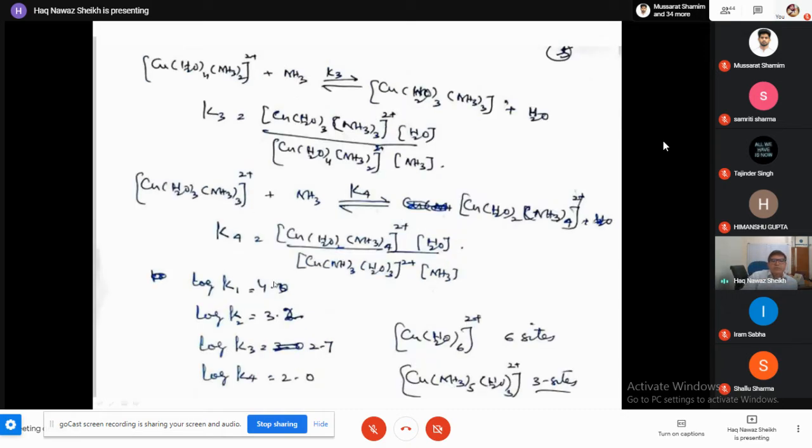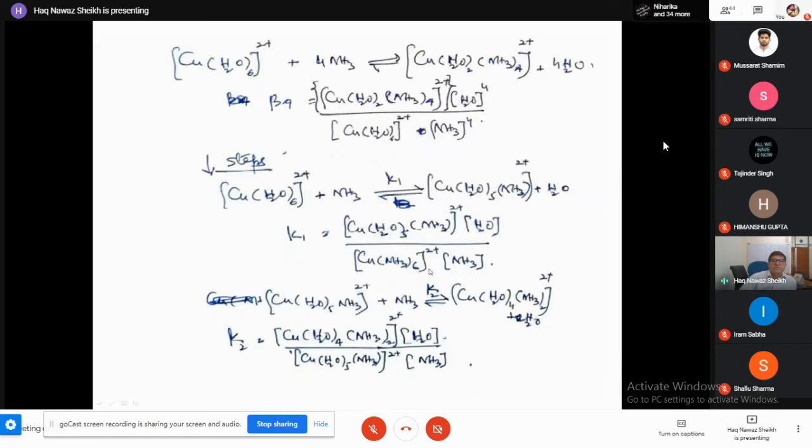So K3, K4, and these values. Hexa aqua has 6 sites available. Actually, copper forms this complex when you treat it with copper sulfate and dissolve it in water; it forms the hexa aqua complex. And when you treat it with ammonia solution, you generate this. This is the ultimate complex.